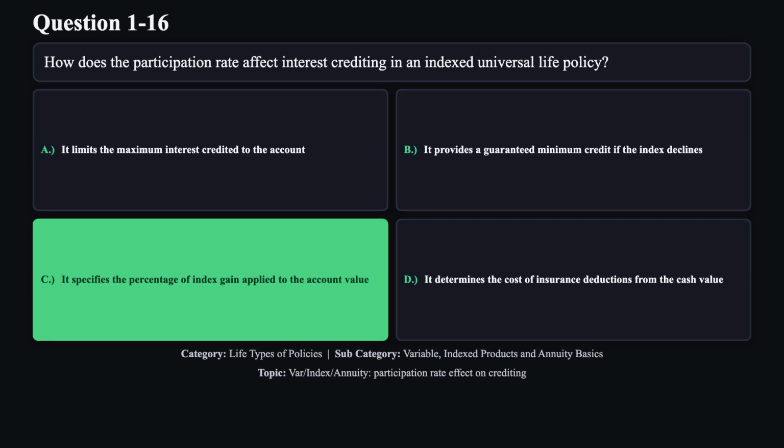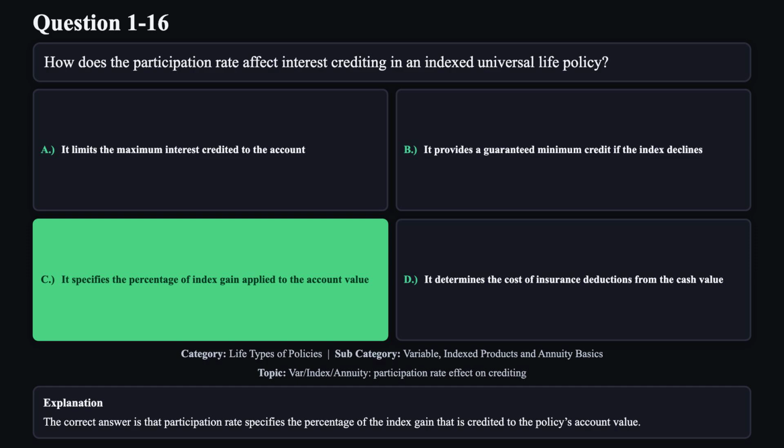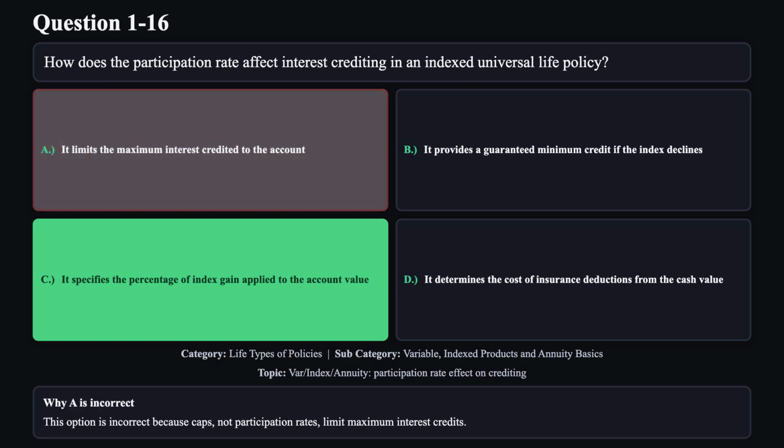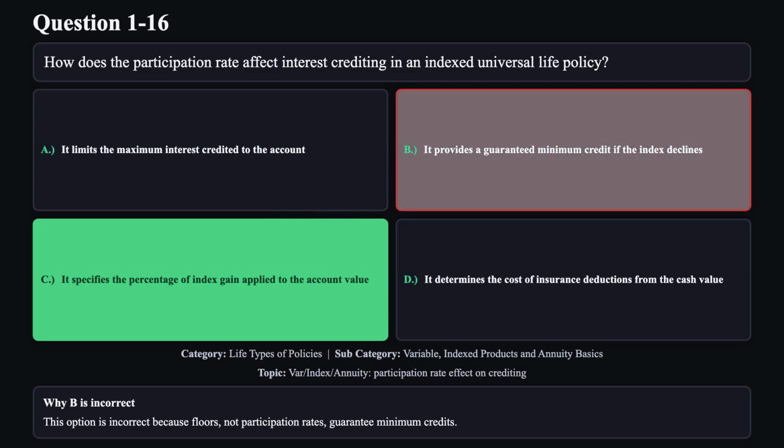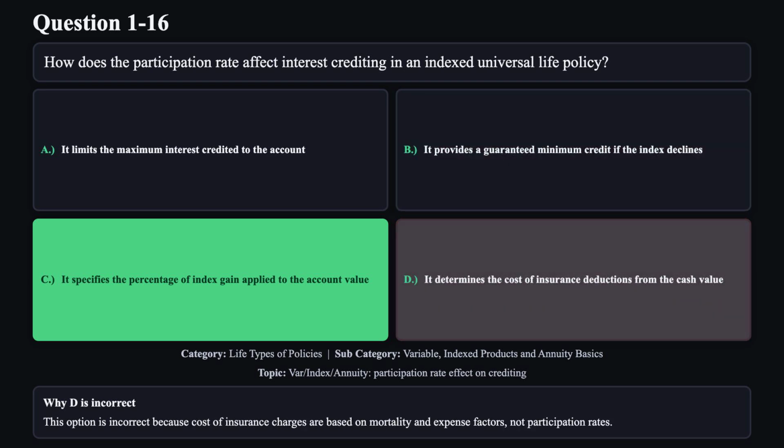The correct answer is C. The correct answer is that participation rate specifies the percentage of the index gain that is credited to the policy's account value. Reason A is not correct. This option is incorrect because caps, not participation rates, limit maximum interest credits. Reason B is not correct. This option is incorrect because floors, not participation rates, guarantee minimum credits. Reason D is not correct. This option is incorrect because cost of insurance charges are based on mortality and expense factors, not participation rates.